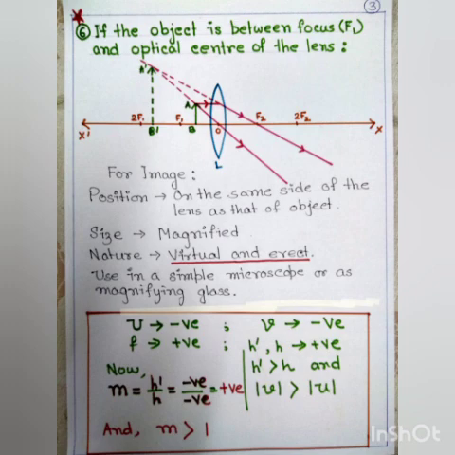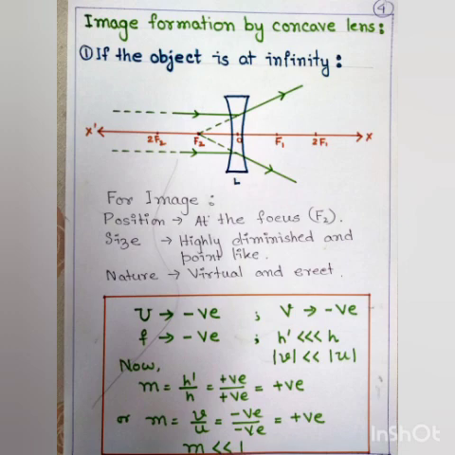Next we will discuss the image formation by a concave lens. First, the object at infinity. Now if the object is at infinity, the rays coming from the object we can consider as parallel rays. These parallel rays may or may not be parallel to the principal axis. But here we will consider the rays coming from the object to be parallel to the principal axis.